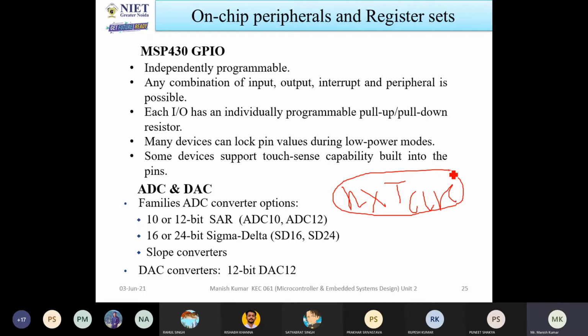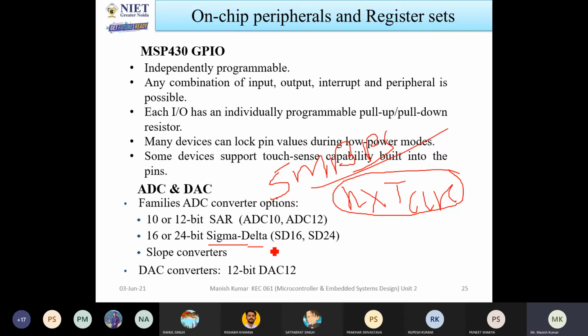What is the disadvantage of that? Actually, the speed is limited for that. The maximum speed is 5 Mbps for SAR. This is the disadvantage of that. When we are talking about the Sigma Delta, the Sigma Delta has high resolution. Okay, and also it is slow in conversion. So the benefit is it has high resolution, but it will take more time to convert data.